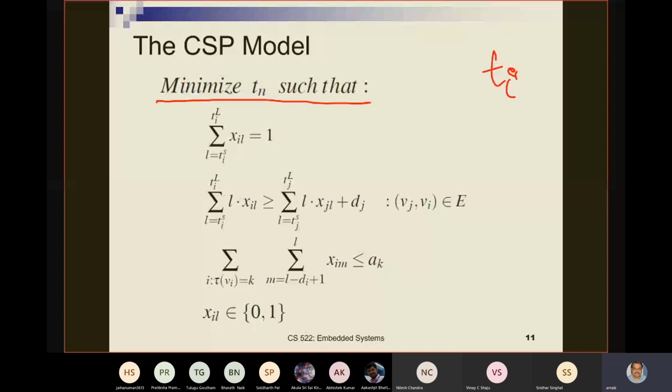Are you okay with the objective? Have you understood the objective? Yes, sir.